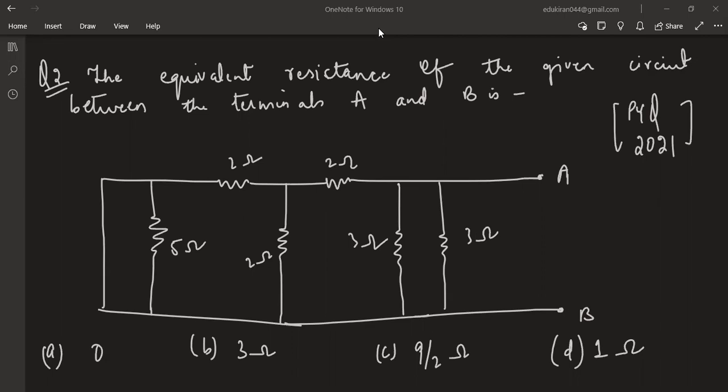So till now, only Krishna and Merita have answered correctly. Others, I'm waiting. Then I'll discuss it. It's just one thing you have to identify in this circuit. Your answer will come very quickly.